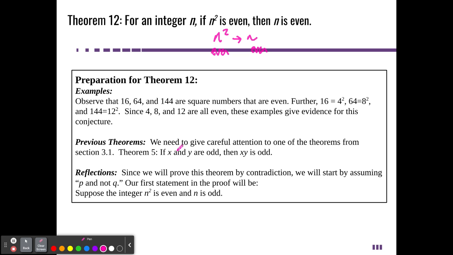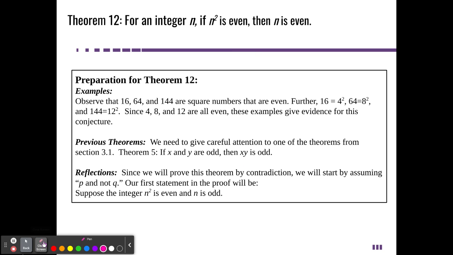So now we can use that, and theorem 5 says if x and y are odd, then the product xy is odd. So our reflection is, since we prove the theorem by contradiction, we'll start by assuming P and not Q. And so we'll get there in just a second and see what that looks like. We'd say, suppose an integer n squared is even, and n is not odd. Or n is odd, excuse me, that's the negation of that.